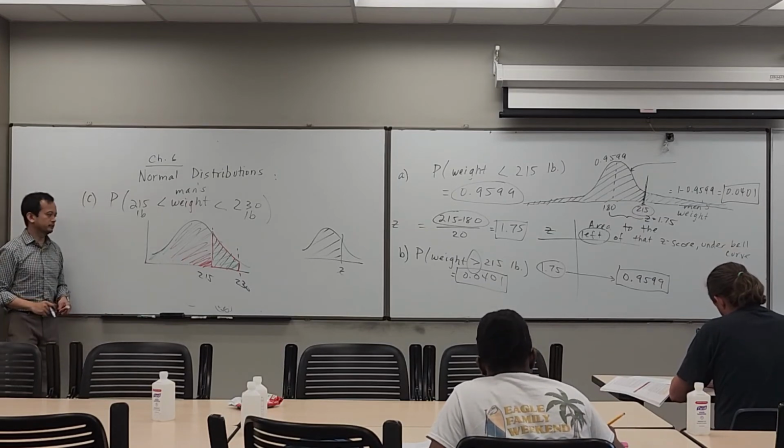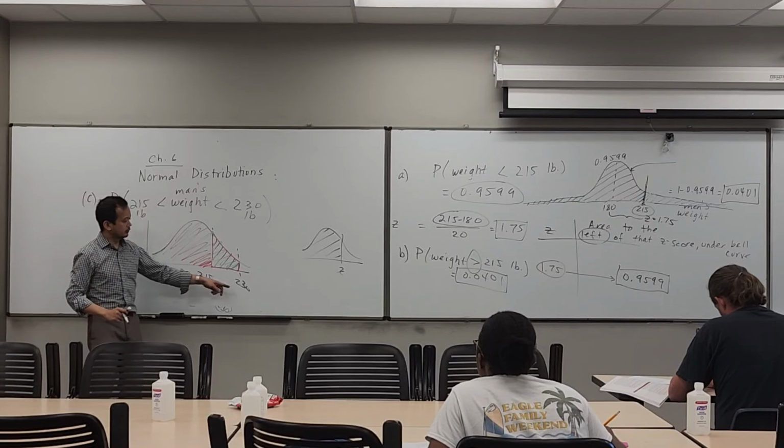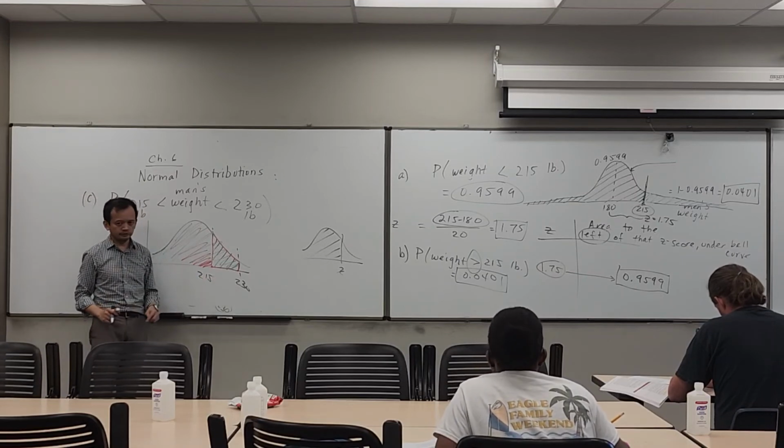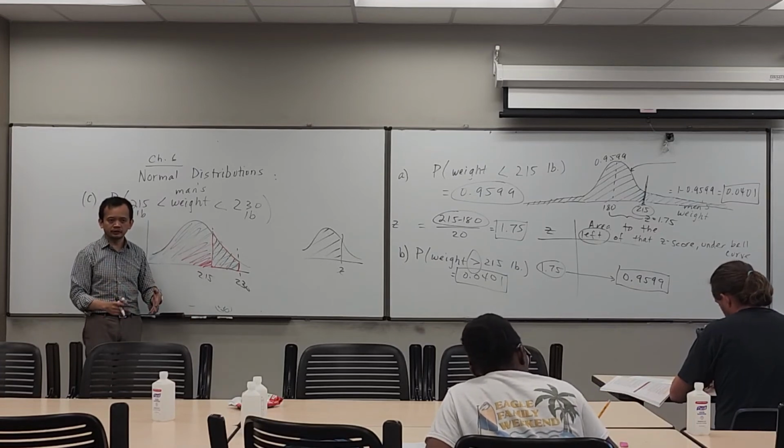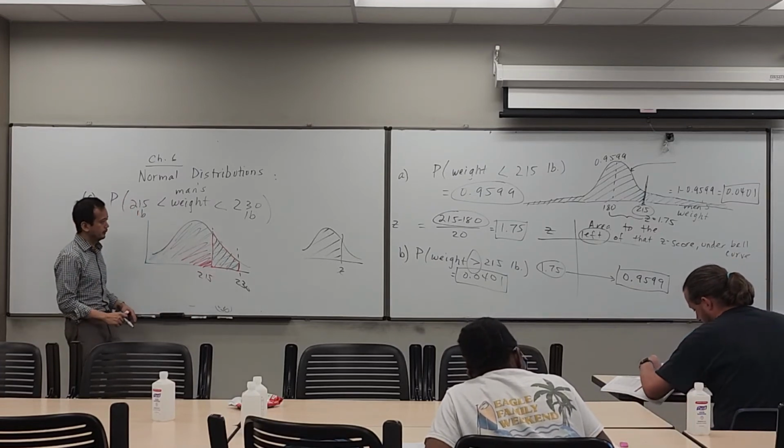Okay, so that'll be our game plan. We're going to find the z-score of both these data points, 230 and 215, find the left areas for both using the chart, and subtract those left areas to find this middle area.